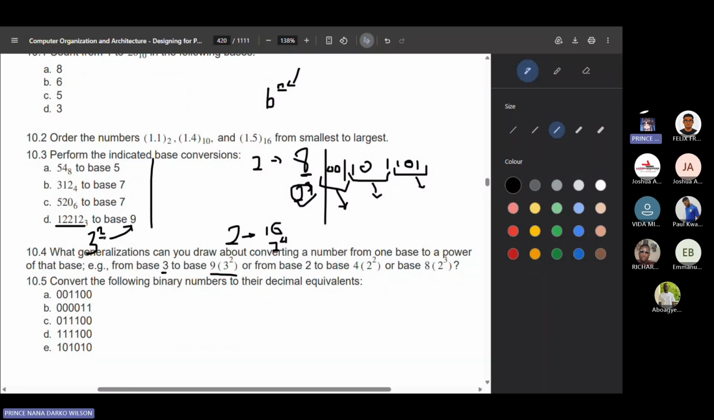So I expect a contribution from your side. I said we form groups of n digits of that number. The n is basically the power. So in this case, from base 3 to base 9, how many digits will we have in each group according to that principle that I mentioned?